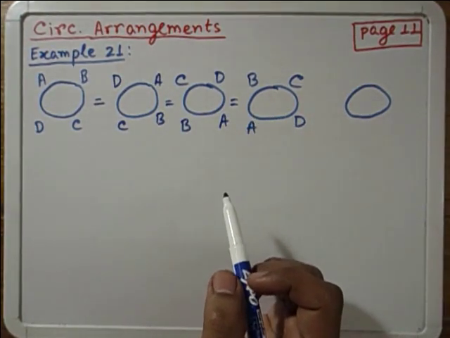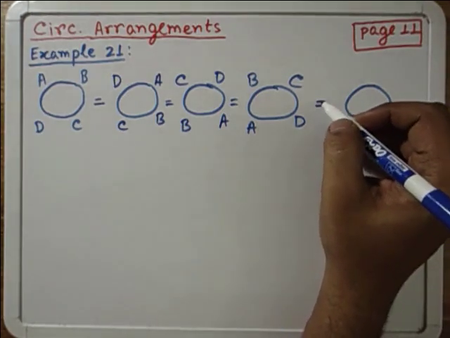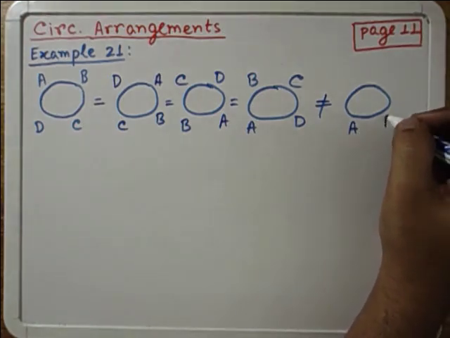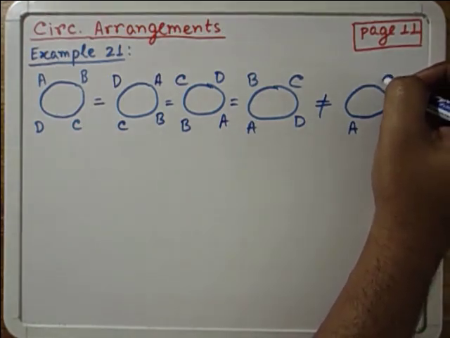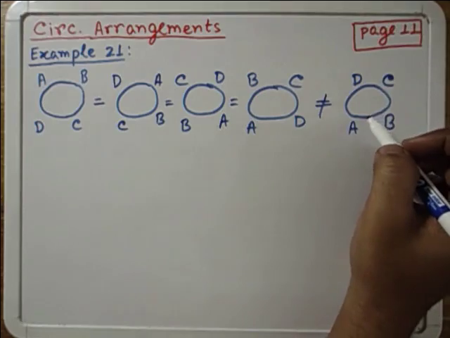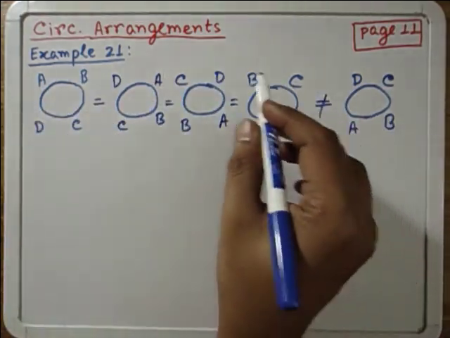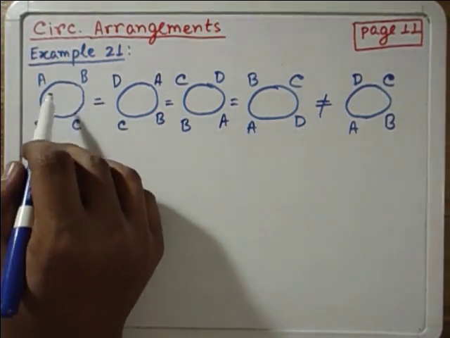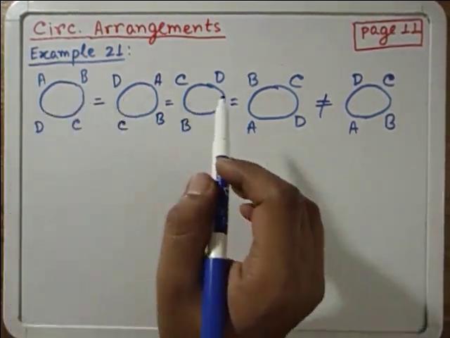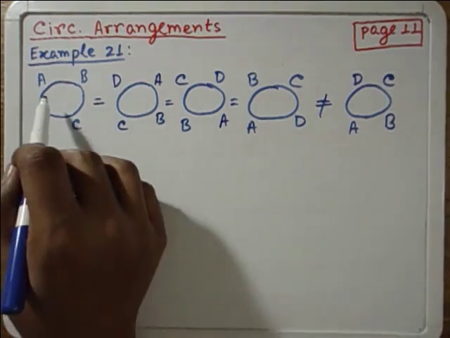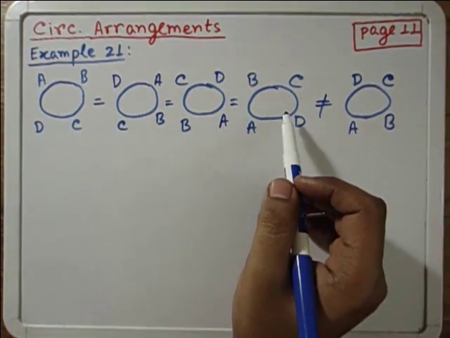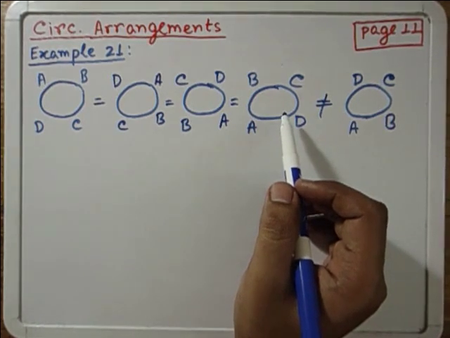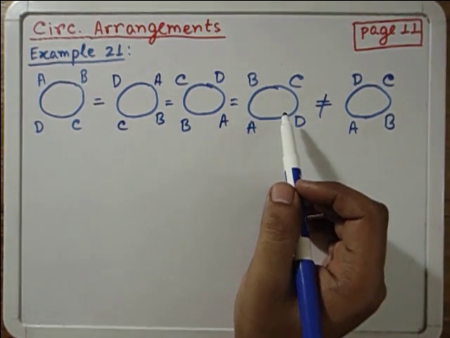So what would be a different arrangement? A different arrangement would be something like this: A, B, C, D. This arrangement is different from all these other arrangements. So you see, this arrangement is being overcounted 4 times. These 4 are all the same arrangement. So how do we count how many circular arrangements there are with 4 people or 4 elements?